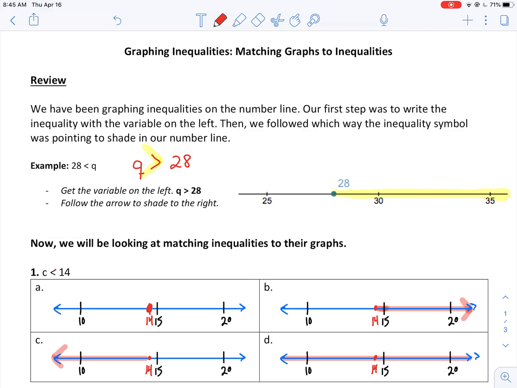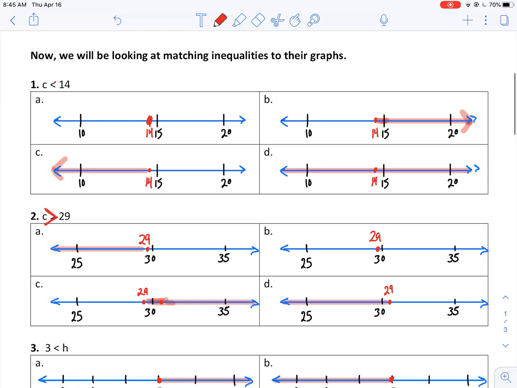Well, I'm going to look at my inequality symbol, and this only works because Q is on the left. So we'll look at that inequality symbol, and it's pointing to the right. So I'm going to shade to the right. Another way you can think about this is this inequality symbol is opening up toward the bigger number. So it's saying Q is bigger than 28. Well, what numbers are bigger than 28? Well, 30 is bigger than 28, and 35, and 33, and 31. 29 is bigger than 28. So all of these numbers I'm going to shade because these are all bigger than 28.